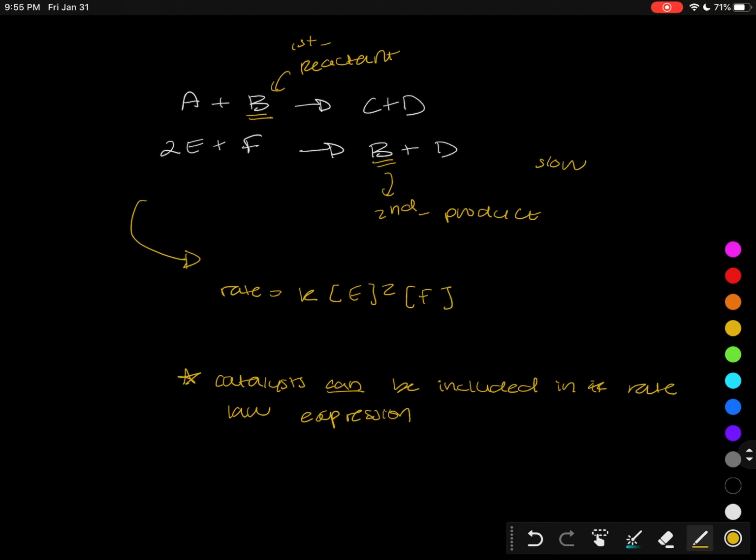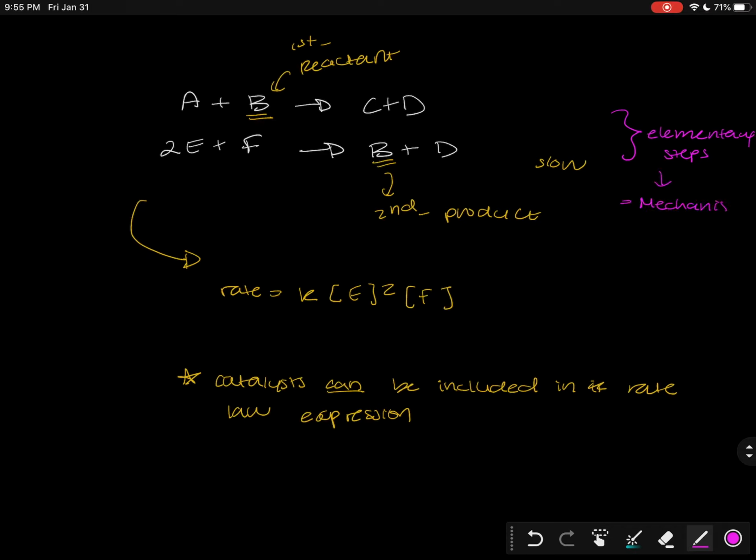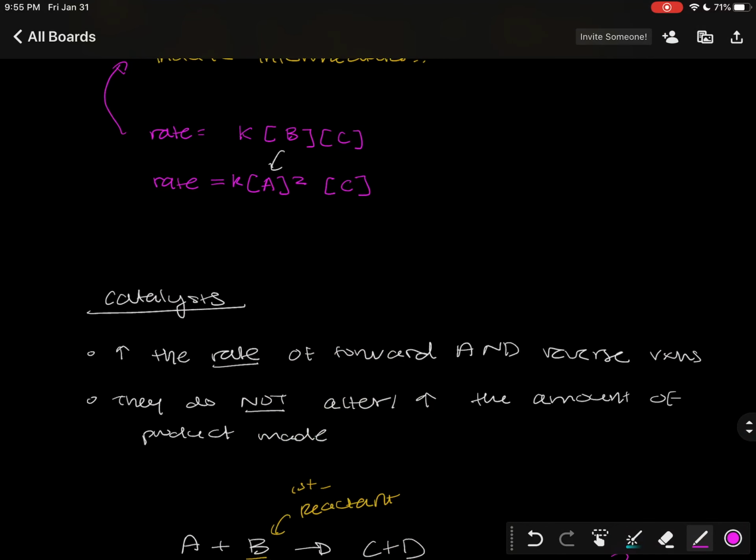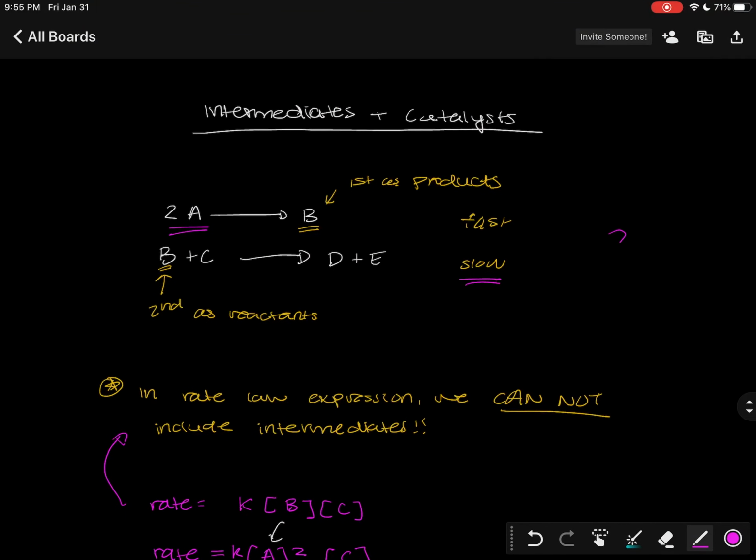And just to recap information that we learned in the previous video, remember that these are both elementary steps, and together they make up the mechanism of the reaction. So same with up here, these are both elementary steps, and they make up the mechanism of the reaction.